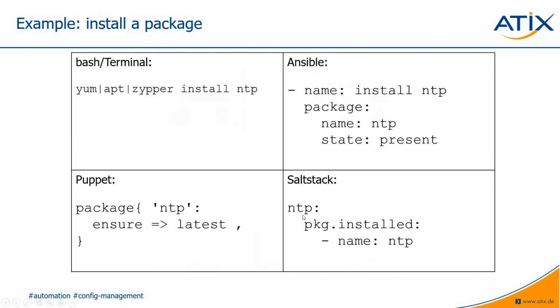And in SaltStack, I have the name of the thing I want to do first. So this could also be named install NTP at this point. Then I call my module, which is the module package, and I want the function package installed. And then I only have to state which package I want installed, and this is NTP. And again, there's also the possibility to add parameters like latest or a certain version.